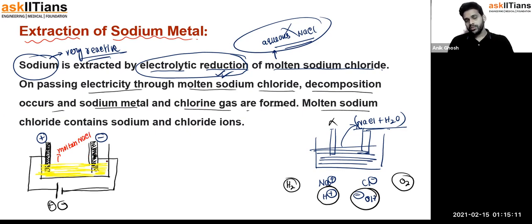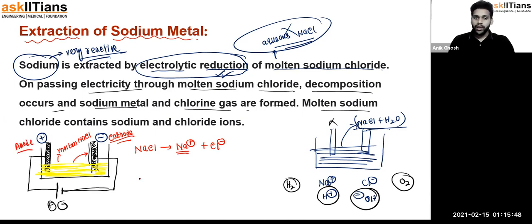So when the electricity starts, when the key is on, what happens is NaCl would break into Na plus and Cl minus, isn't it? NaCl would break into Na plus Cl minus. Now this Na plus would go towards this electrode, and this electrode is known as cathode. Where cation goes is called cathode, and the Cl minus would go towards the anode. Where anion goes is called the anode.